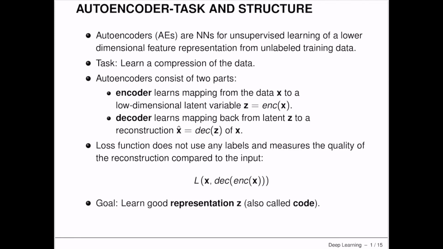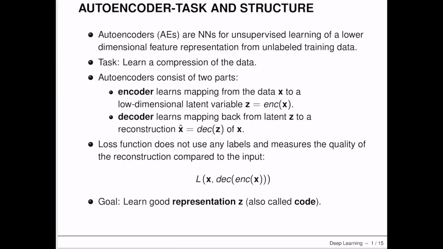Autoencoders are special kinds of neural networks which can be used in unsupervised learning tasks to learn a lower dimensional feature representation from unlabeled data. So, given the unlabeled data, the task is to learn a compression of these data.